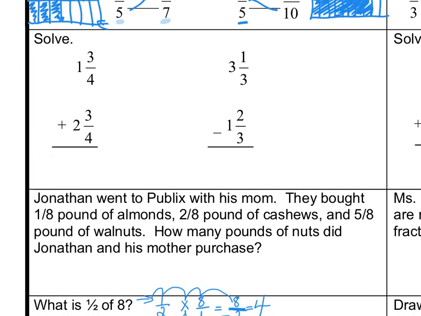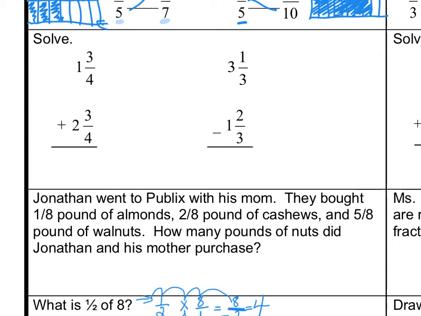Okay, now we're ready for some adding and subtracting of mixed numbers. And we always start with the fractions column here. We've got 3/4 plus 3/4. That would give us 6/4. And 1 and 2 is 3. But we cannot leave this improper. And you may have seen that on some of your quizzes.